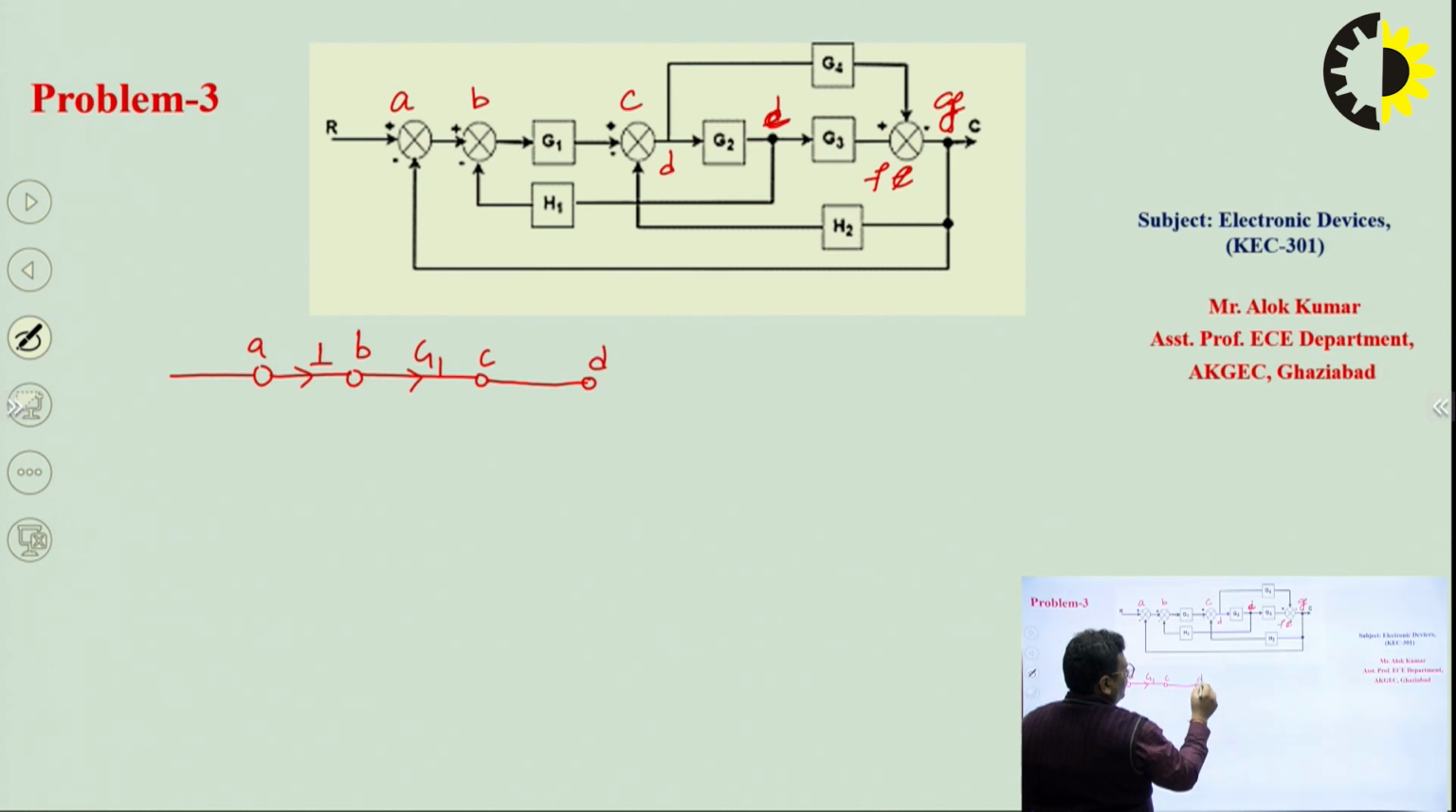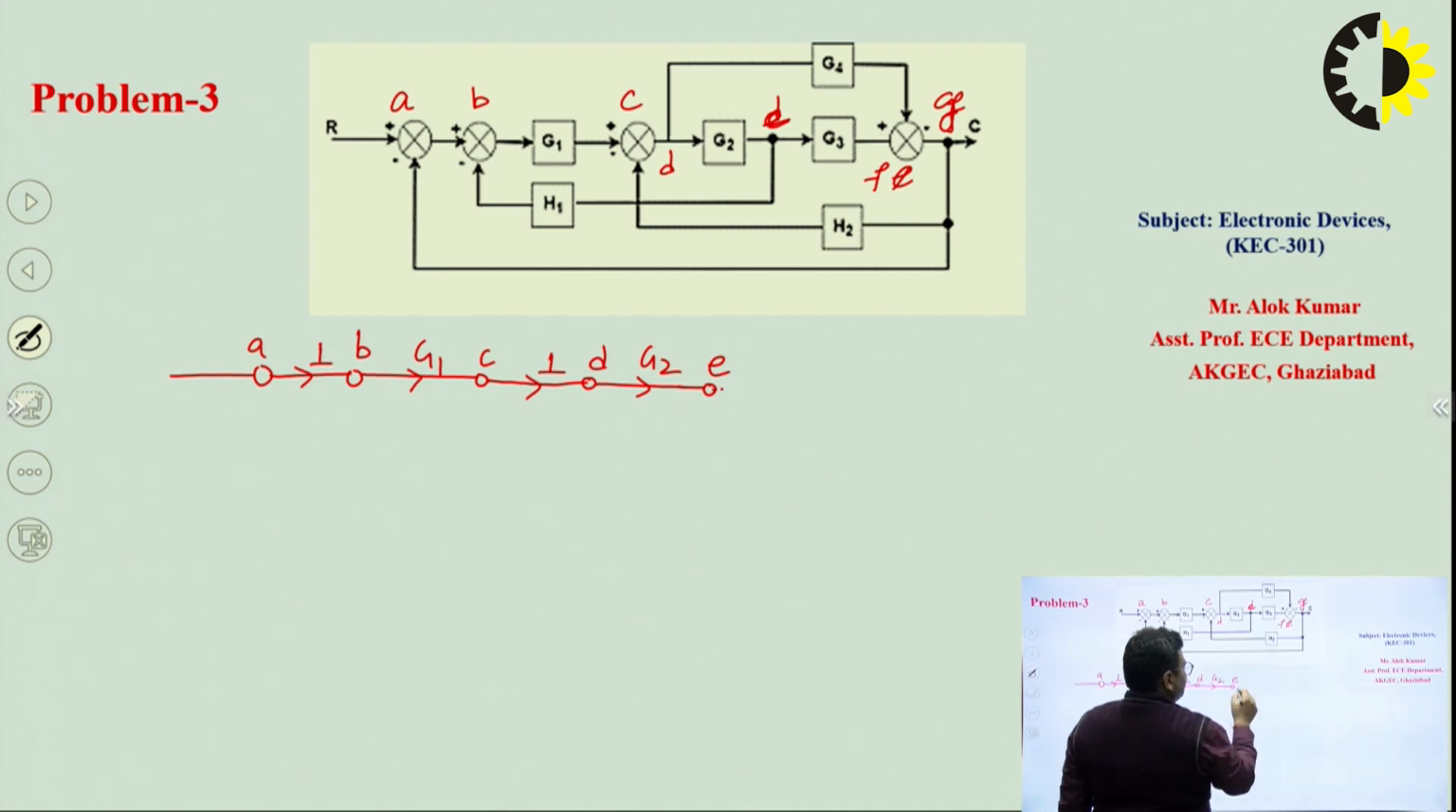So this is nothing but D, and the gain will be 1 in between C and D. Then after this we have gain factor G2. So G2 will be the gain of this branch, and we have a takeoff point that will be represented by a node E. Okay, then we have gain factor G3 and a summing point that will be represented by a node, that is F.